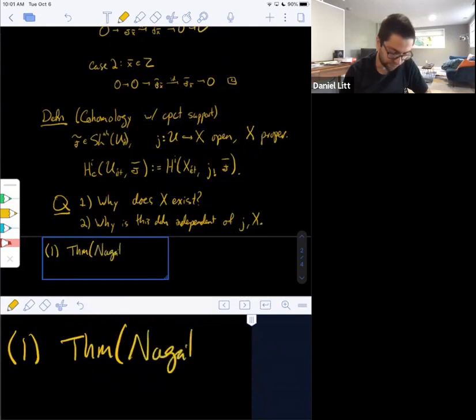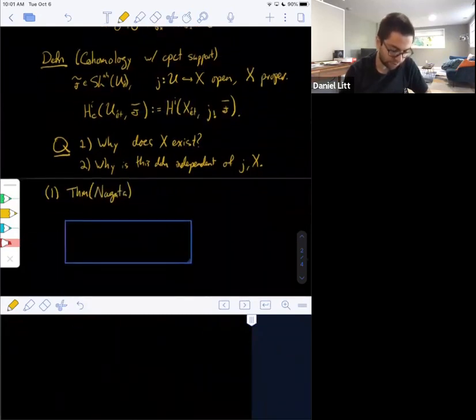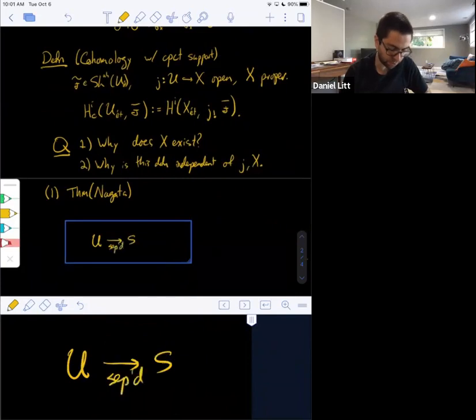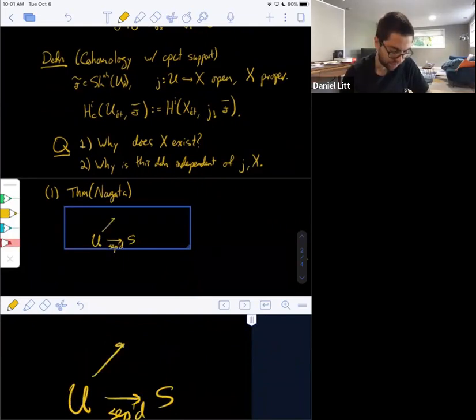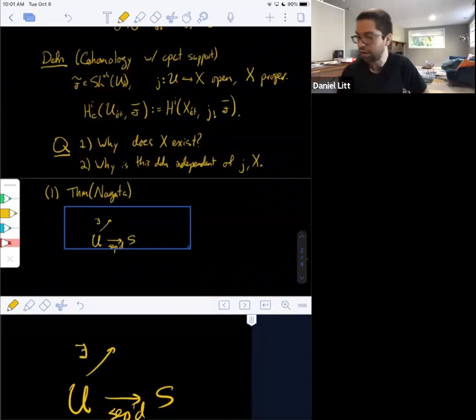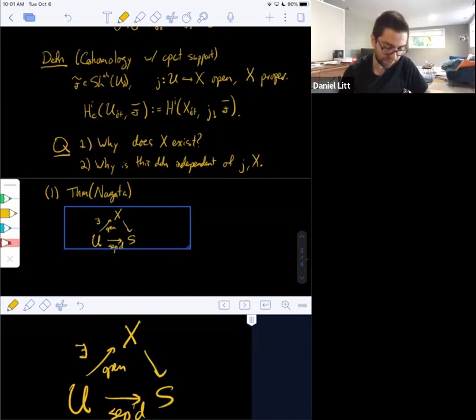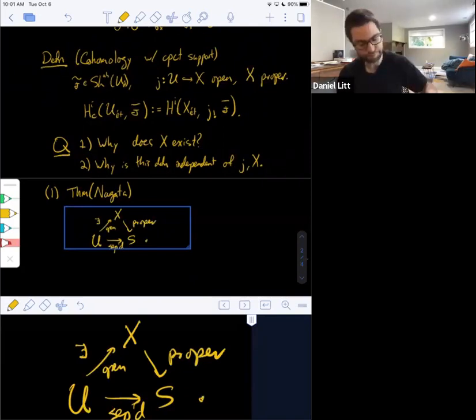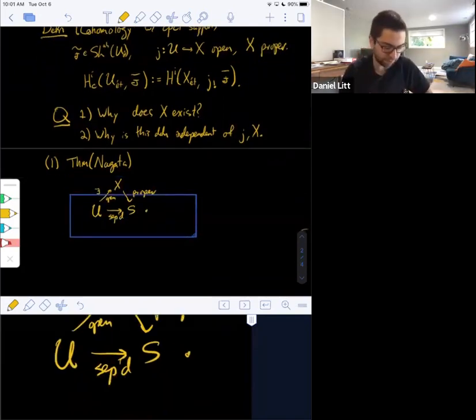Okay, so that said, there's a theorem of Nagata which says this is the only thing that can go wrong. So the theorem is that if you have U to S, which is a separated map, so above we're in the situation where S is a point, so we just have a separated scheme, then there exists an embedding of U into some X where this is open, and this map X to S is proper. Okay.